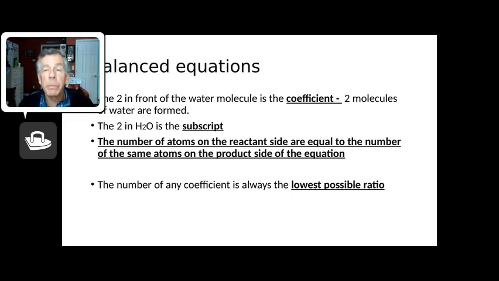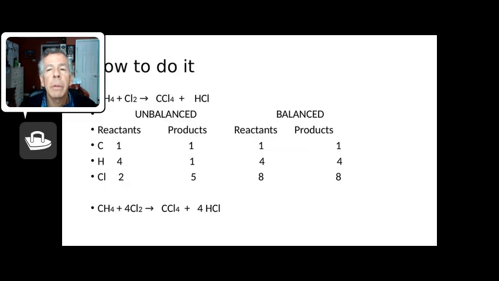Ready for some samples? Sure. Let's do it. All right. You have methane, which is carbon and 4 hydrogens, and chlorine gas. You add them together, you yield carbon tetrachloride and hydrochloric acid. Not something you want to try at home.